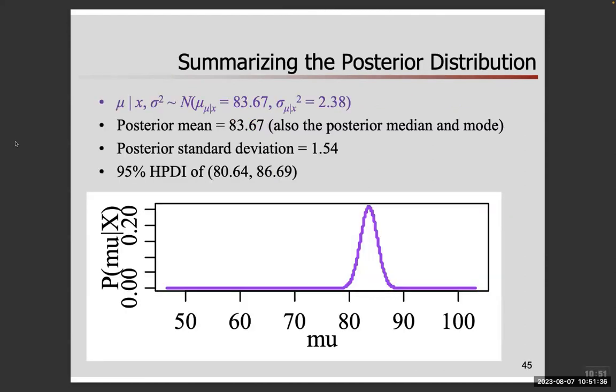It's also the highest posterior density. So based on my posterior distribution, I could look up the values that cut off 95% in the middle: 80.64 to 86.69. So if you want a single number, a point summary or point estimate, I'll give you the posterior mean. I can give you a range of numbers, like an interval.